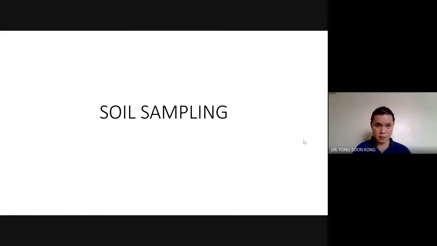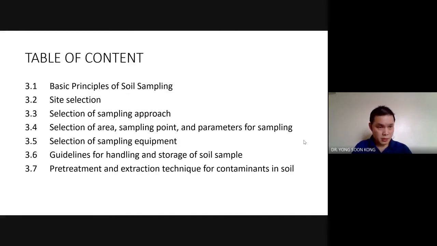And in this chapter, we're going to discuss the rules or techniques that we need to consider when doing sampling work on soil samples. So the content has 7 items. Basically, we're going to learn the techniques and also the planning.